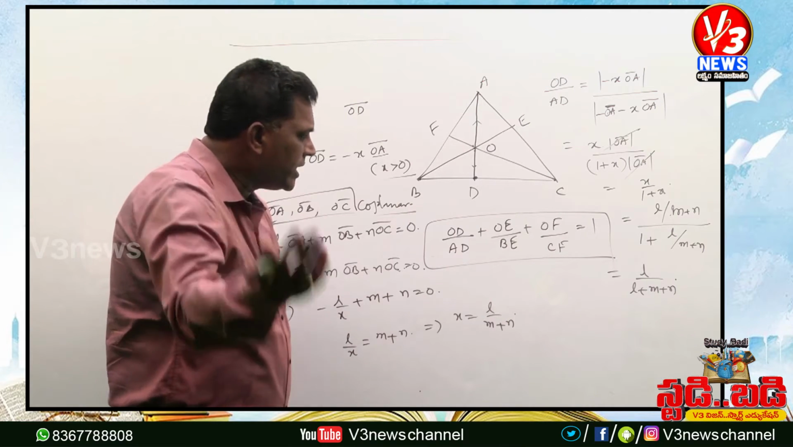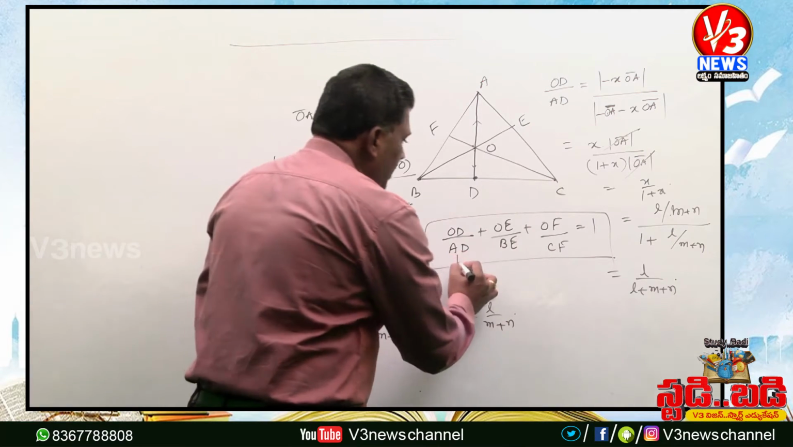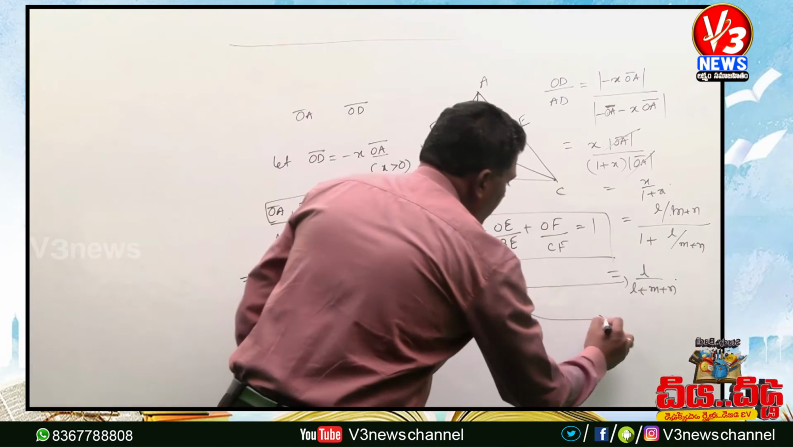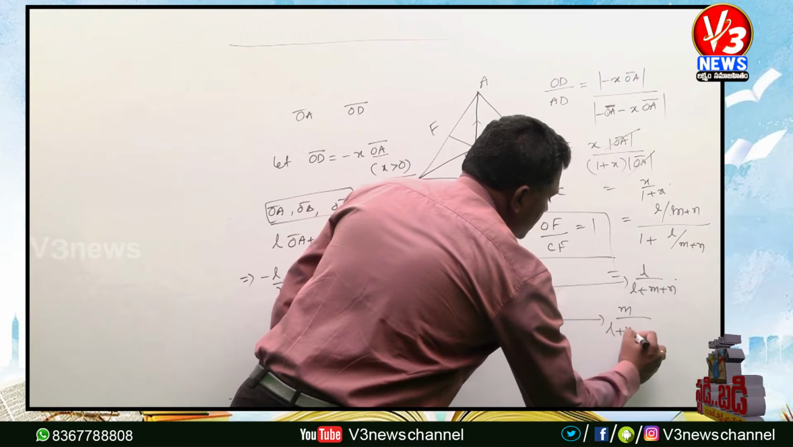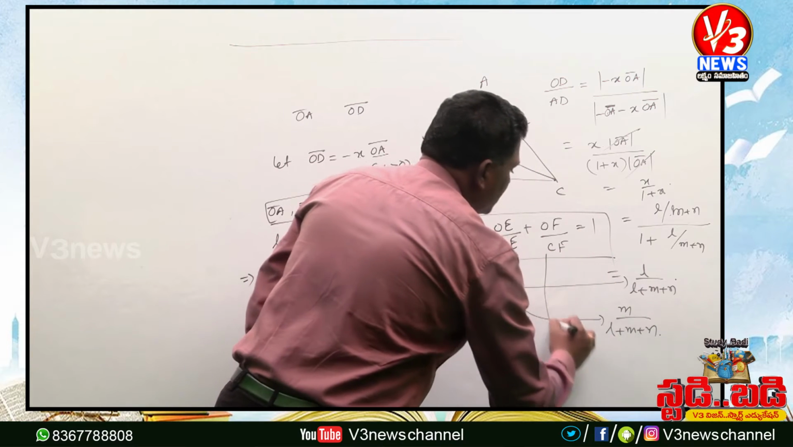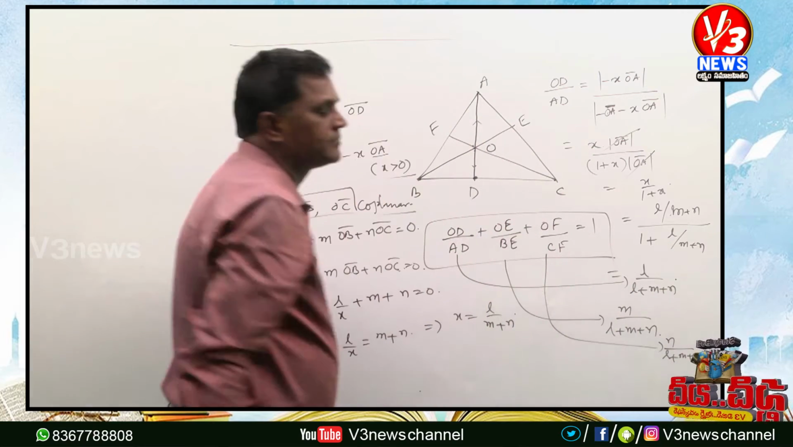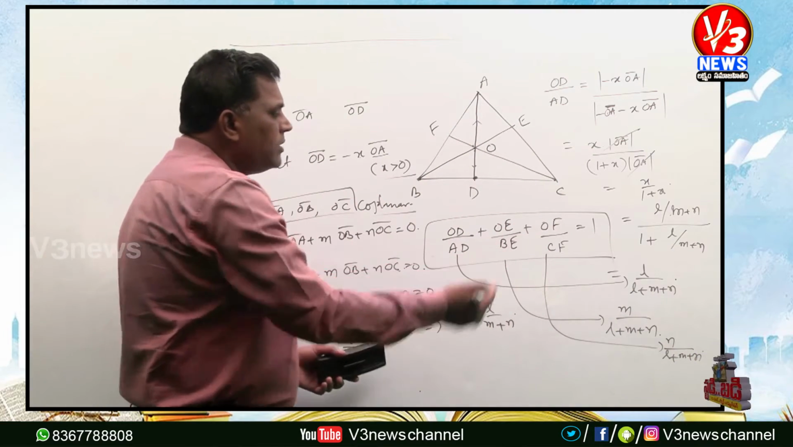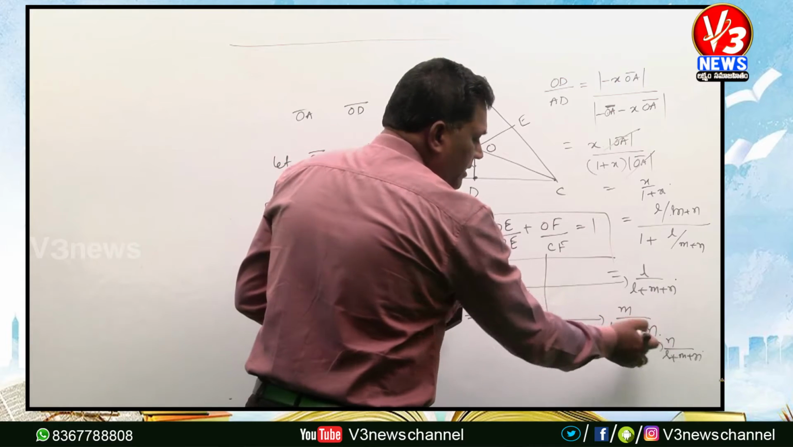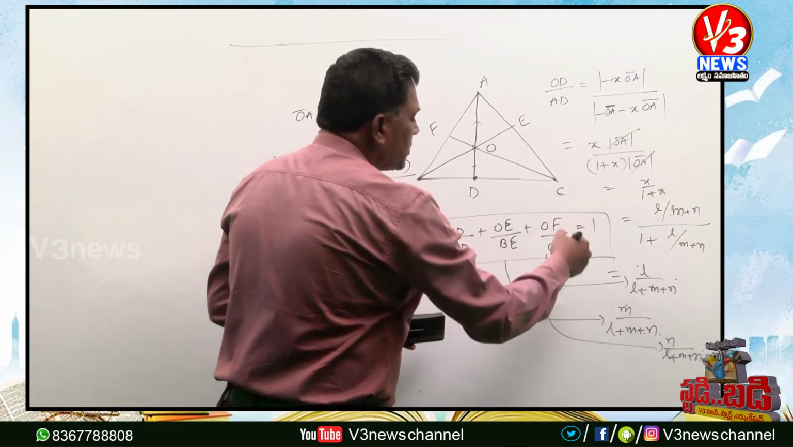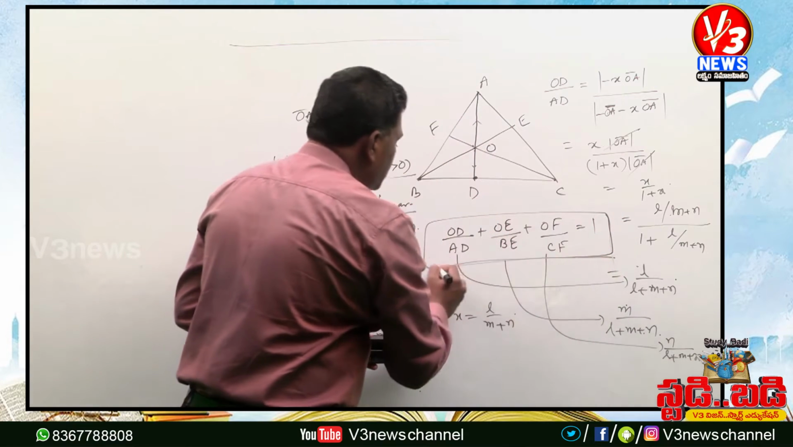And you can guess very comfortably, if this value is L by L plus M plus N, then this will come as M by L plus M plus N, and this is nothing but N by L plus M plus N. Adding all the three, the denominator is the same in all, and the numerator is L plus M plus N. These two cancel, and the result will come as 1.